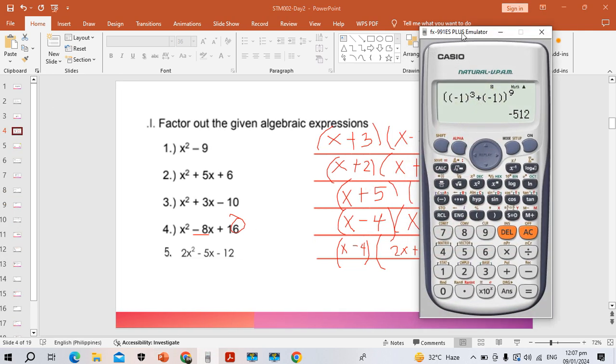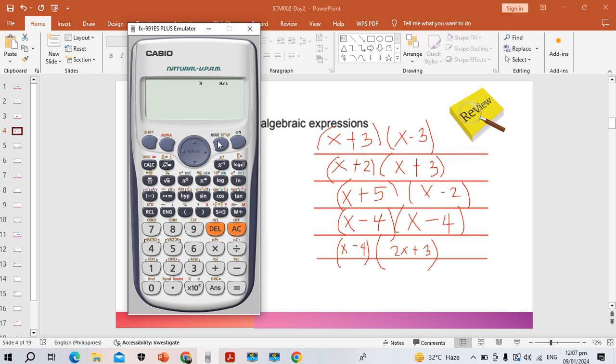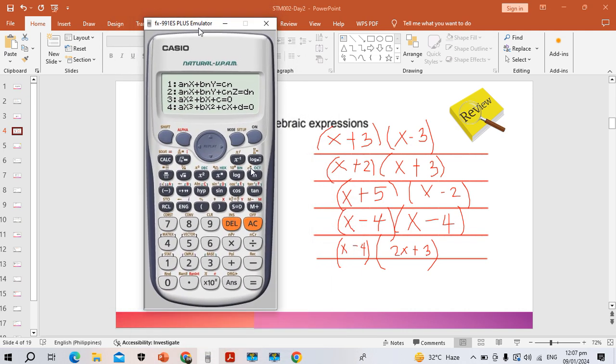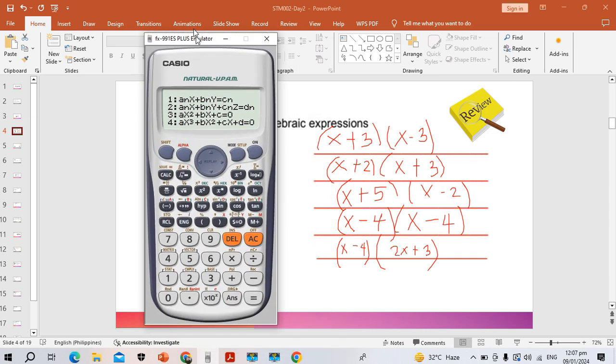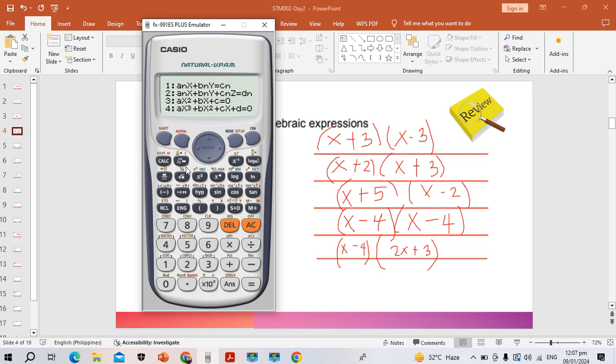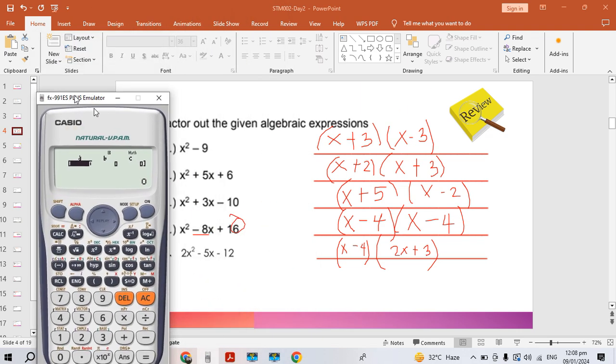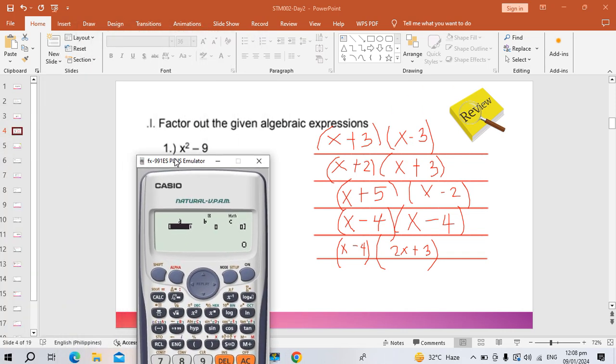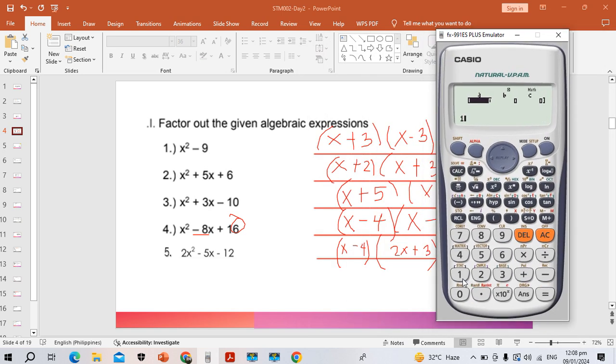So, go to mode, then press number 5. Since it is quadratic, why is it quadratic, sir? Because the exponent starts at 2. There's an exponent, which is 2. That's why this is quadratic, and that's why we need to choose number 3, which is ax squared. Then we input all the numerical coefficients. The coefficient of x squared is 1. Since we have no x term, we put 0. And then negative 9.